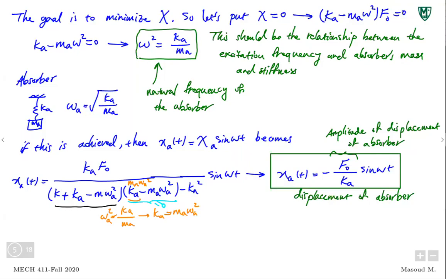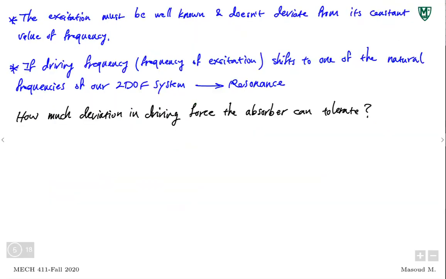We said the reason we want this is that very frequently we have this constraint that the motion of the spring mass we add as the absorber should not exceed some limit, and that's why we need to know this displacement of the absorber and make sure that we stay within that limit. We meet that constraint when we are designing our absorber.